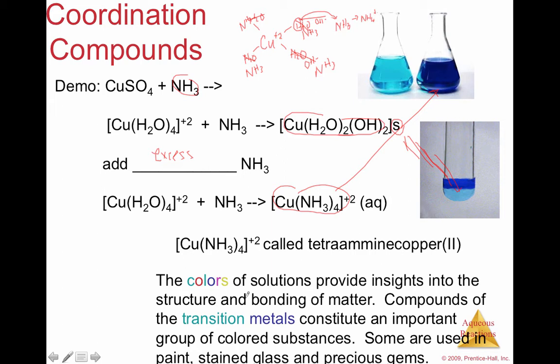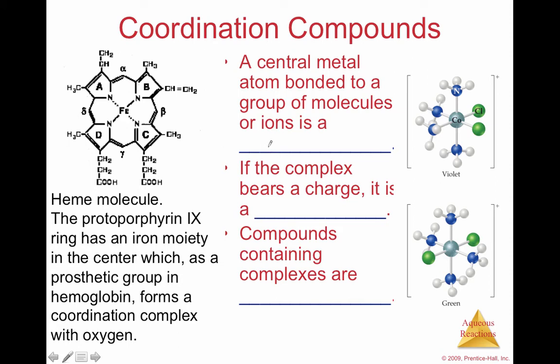Compounds of the transition metals constitute an important group of colored substances used in paint, glass, or precious gems. So you might wonder, what is so special about transition metals? Well, how are they different from other metals? You're right, they have the d orbital. Let's go ahead and learn some definitions.